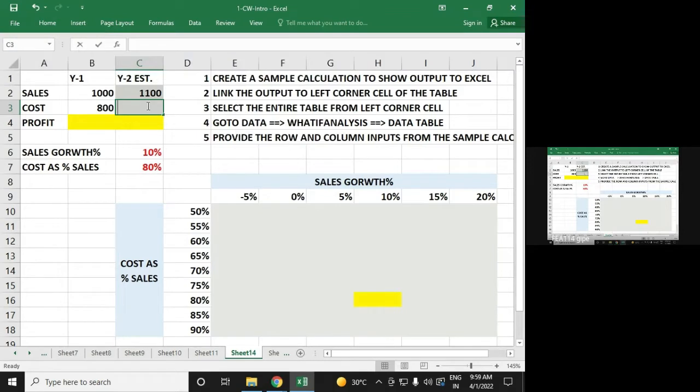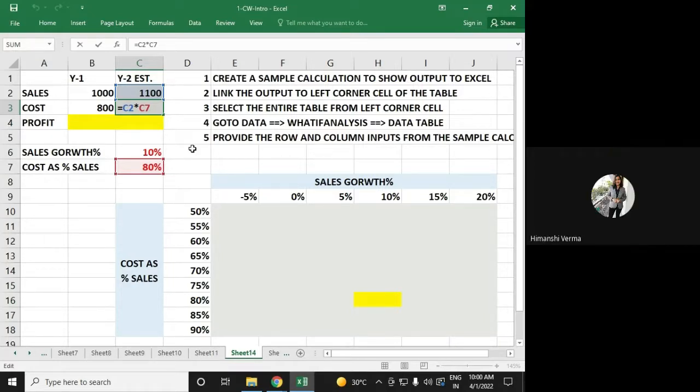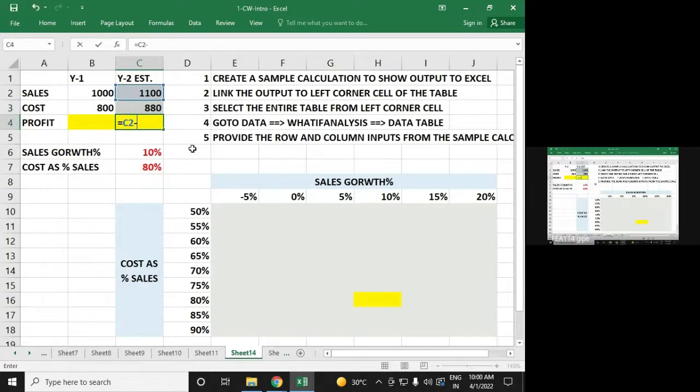Then cost is 1100 का 80%. Cost is 80% of 1100. Sales as a percent of, sorry, cost as a percent of sales. Till here, everybody, are we done? Online students, have you got the value? Yes, sir. Correct. So sale minus cost is profit. So 220 is my estimated profit for year 2.